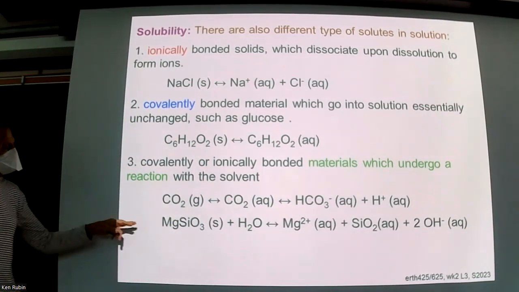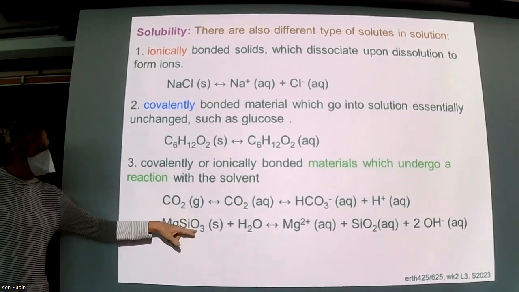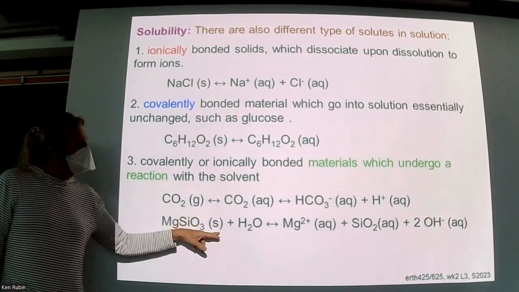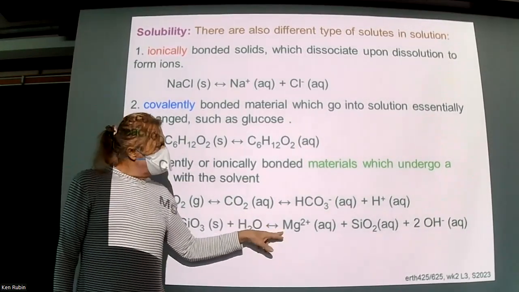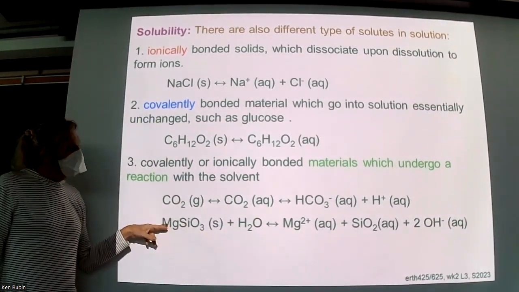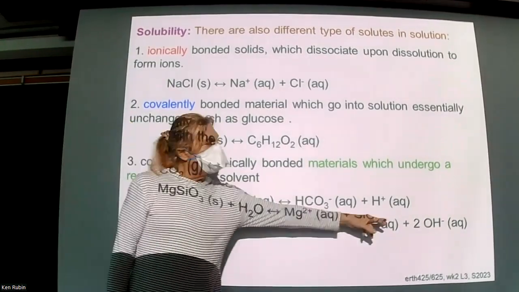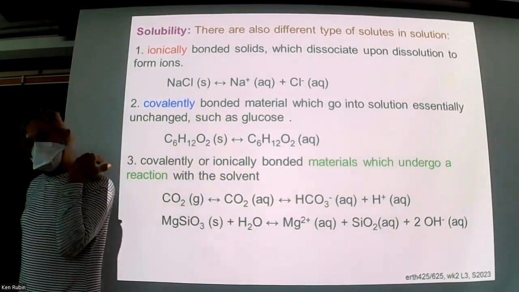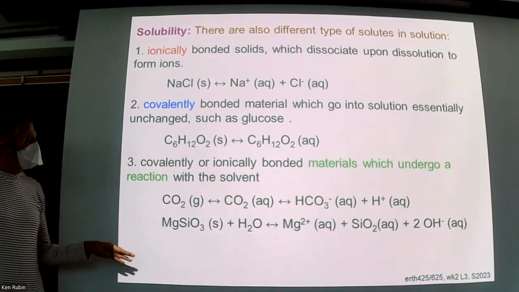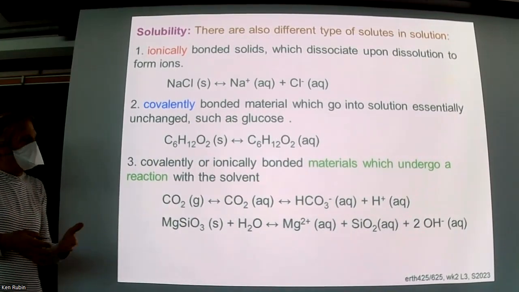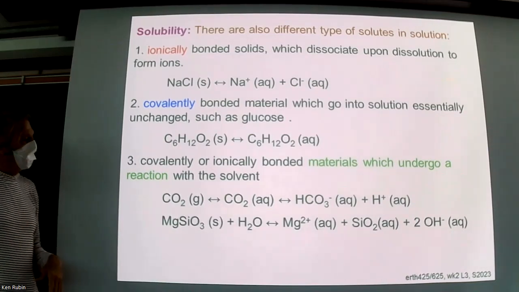Here's another example of a simple magnesium silicate. This might be the pyroxene mineral enstatite, dissolving in water. And again, it creates some magnesium ions. They come right from here. Some dissolved silica comes right from here, and some hydroxide ions. Those hydroxide anions come from the dissolution of this material and the requirement to have electronic neutrality in the solution.